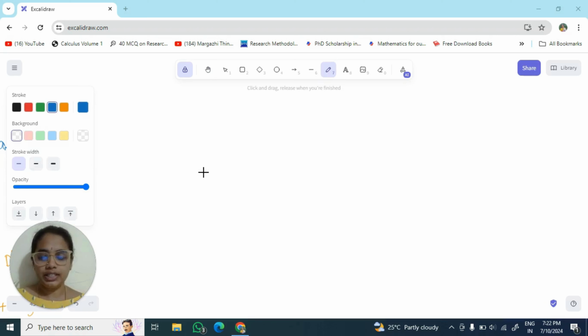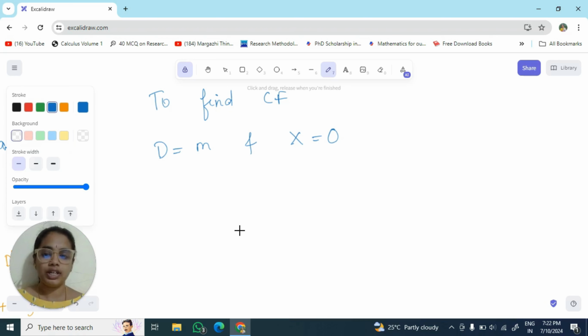Now to find the CF, the complementary function, in our general form, we replace D as m and the RHS part would be 0. That is, it becomes a homogeneous differential equation. When we replace this, what happens to our general form? We call it the auxiliary equation, or you can shortly write it as AE.